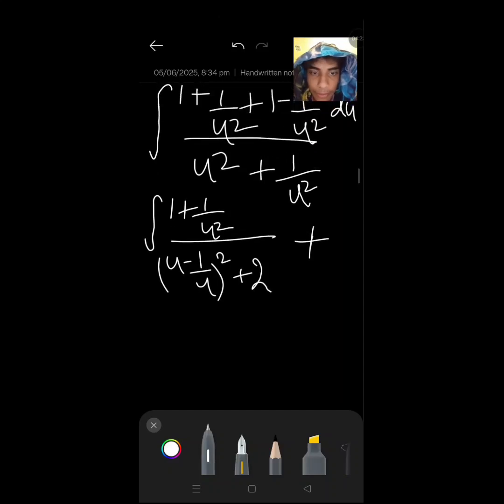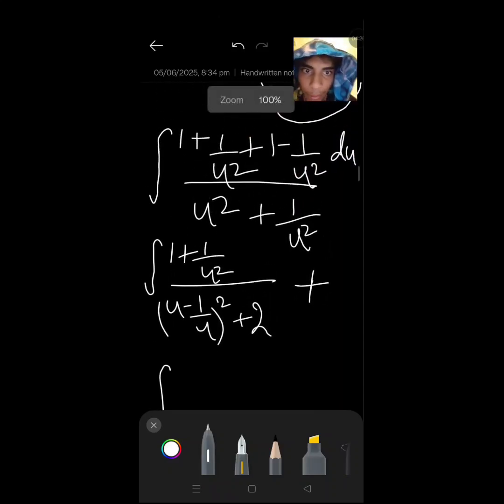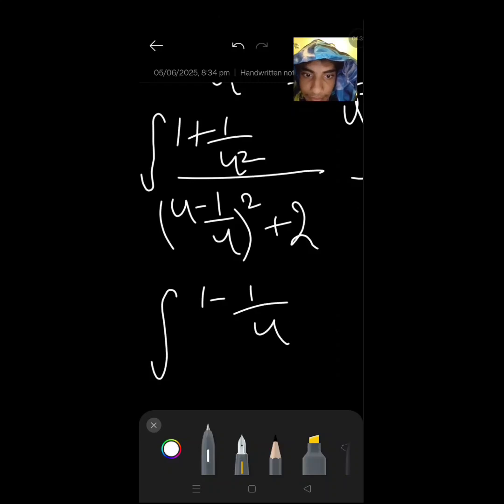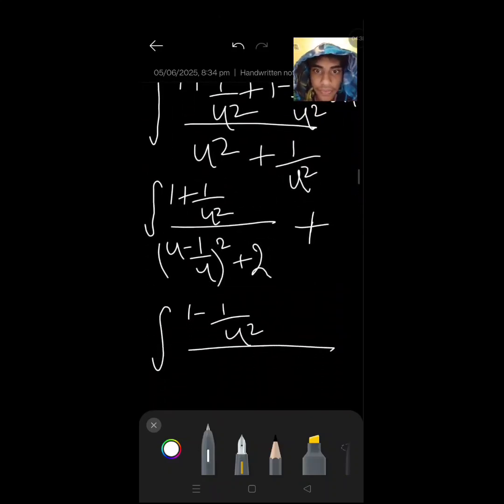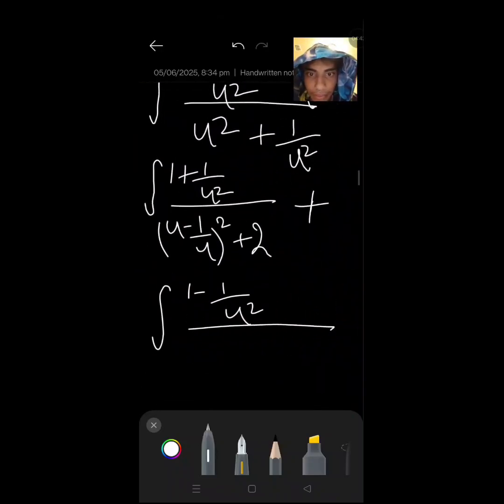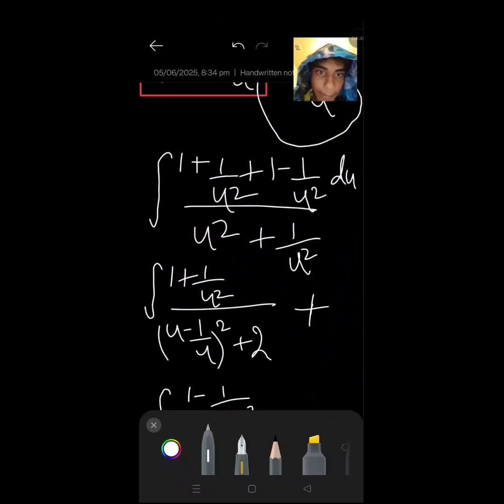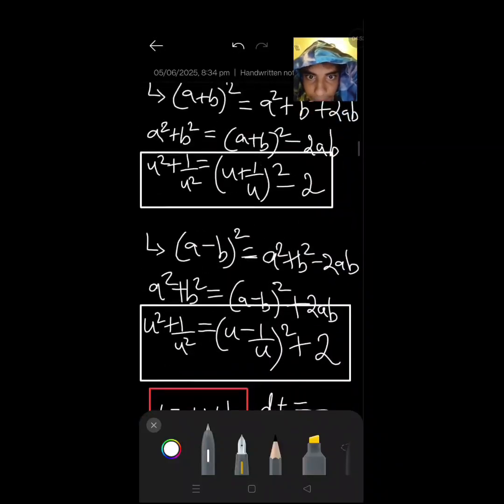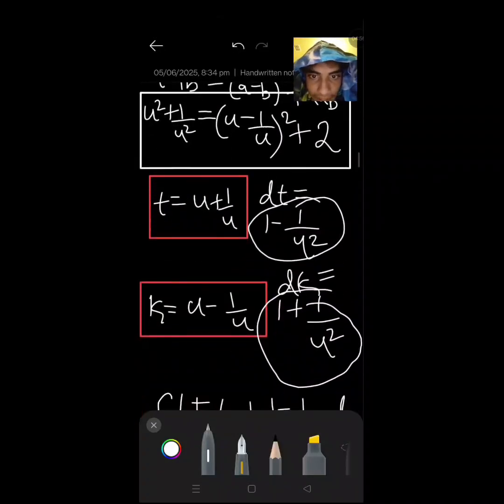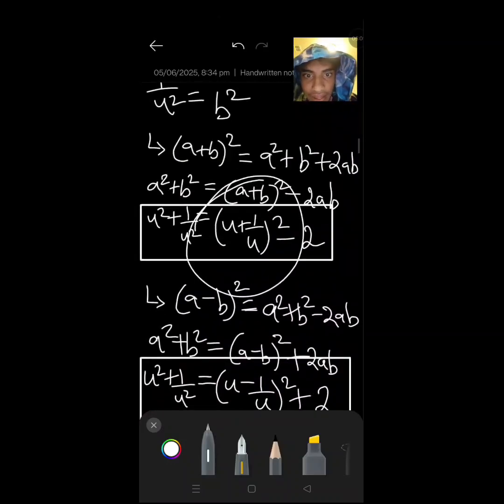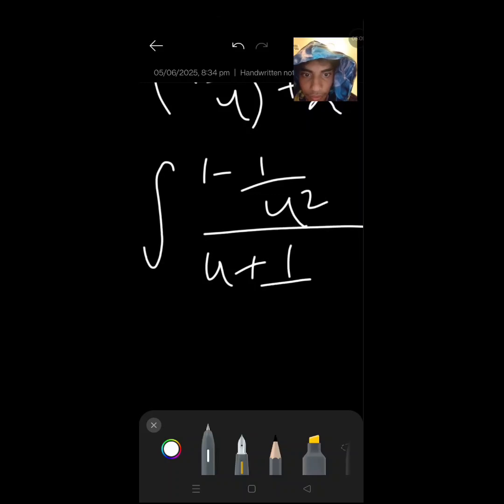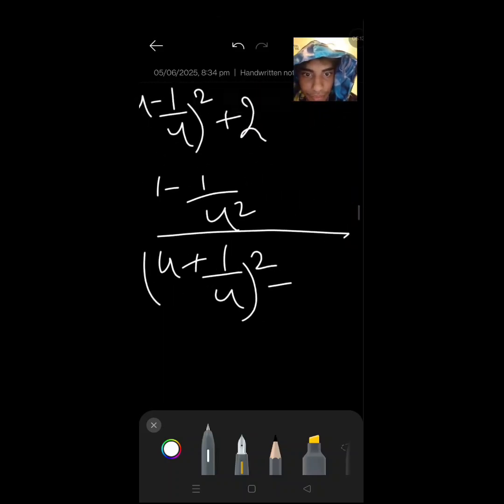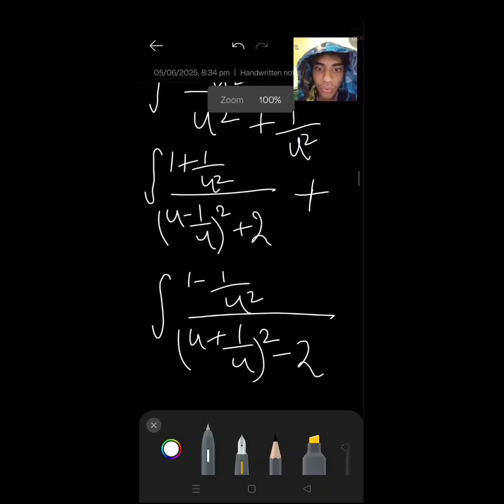Plus, it's plus only, right? Plus integral of, this thing will be 1 minus 1 over u squared divided by, now we need to use the other way of expressing it because we've already used this, right? And how did we obtain the derivative? How did we obtain 1 minus 1 over u squared, right? We obtained it from this because we had substituted k as u minus 1 over u. So this thing is u plus 1 over u whole squared minus 2. And there you have it. Two new ways of representing this.